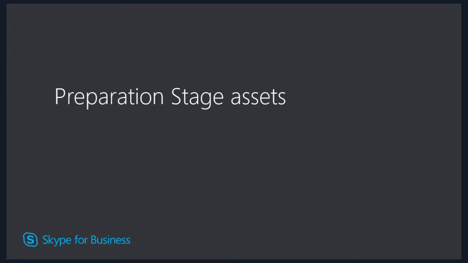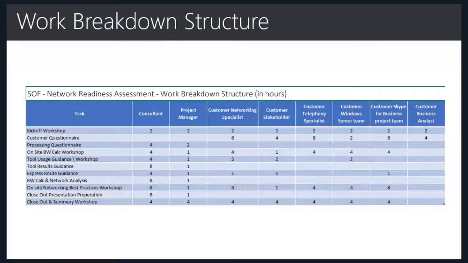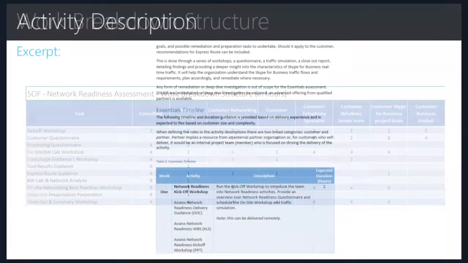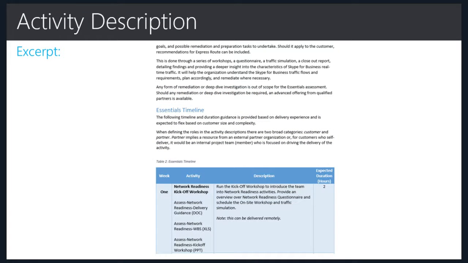With that said, what are the assets you'll be using in the preparation stage? So I've taken some examples and some screenshots directly from the assets. As you can see, we've provided you with a work breakdown structure. We've also have an activity description. If you look at the excerpt on the right, you can see we've added things like a timeline. We've added things like who's needed, what are materials, what will you be doing. This is something most people would use. It's also sometimes used as a statement of work. It's basically what are we going to do? What does the network readiness assessment entail?